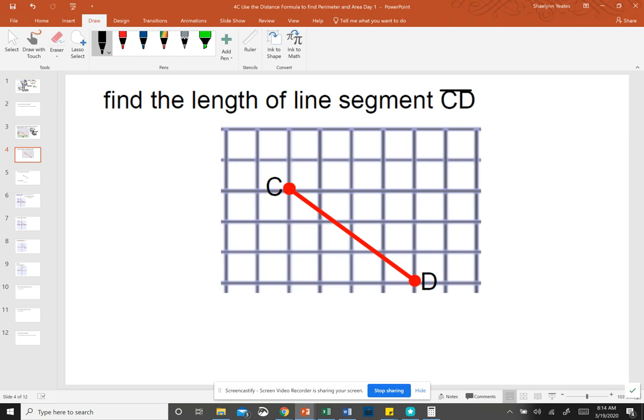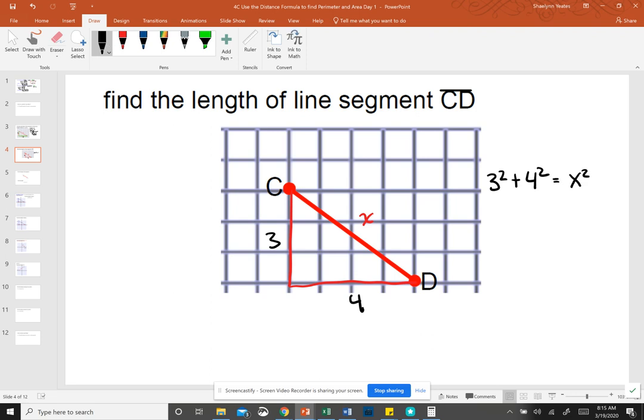Okay, on this next one, it says find the length of segment CD. If you notice, it doesn't give us the other information. So I'm going to make another triangle out of this. I'm going to go down from C and then over to D so I can find this length. Notice I've created a right triangle. This length right here is 3. This length right here is 4. So I'm going to do 3 squared plus 4 squared equals x squared.